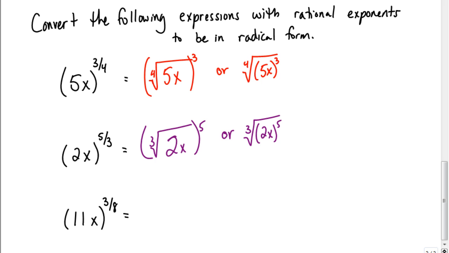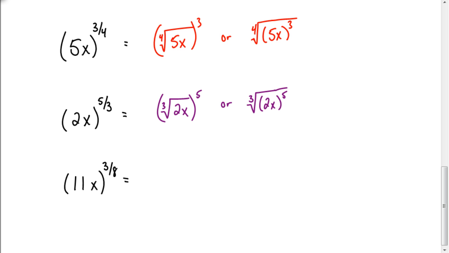So why don't you guys just take a second here to write this last one, the 11x being raised to the 3/8 power. So why don't you take a second to write that out in radical form. You can pause the video and hit play when you're ready to check your answer. Okay, let's see how you did here. So you should have recognized that this is the 8th root of 11x, that quantity being cubed. So you could write that either of these two ways. You could have written this as your answer, or having it written like this would have been just as acceptable. So either of those would have worked for your answer.